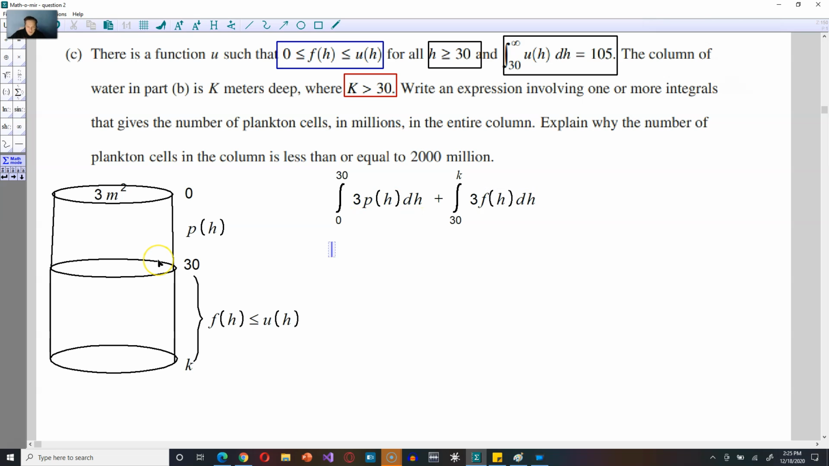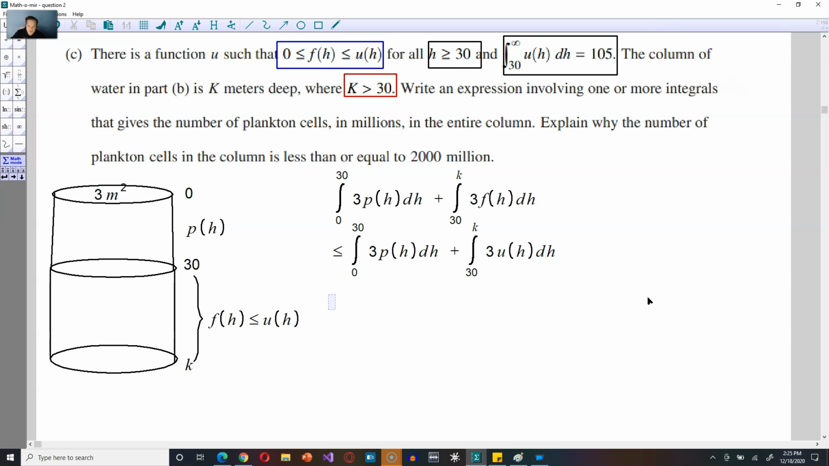Now, having said that, remember that the first piece doesn't change. But for the second piece, that integral, you're told that f of h is less than or equal to u of h. So the only difference is, because f of h is less than or equal to u of h, just put u of h in this position instead.